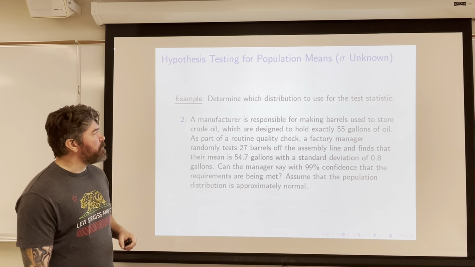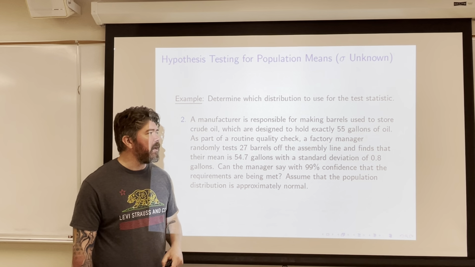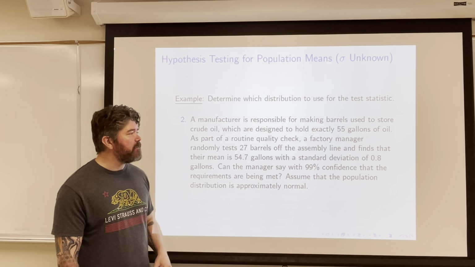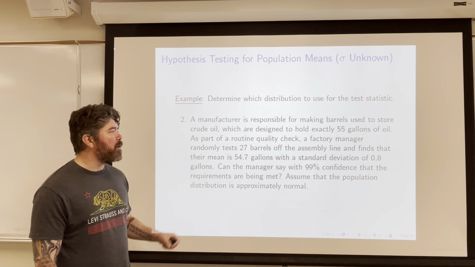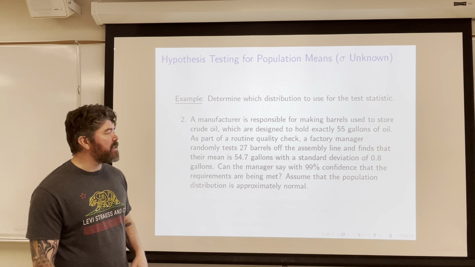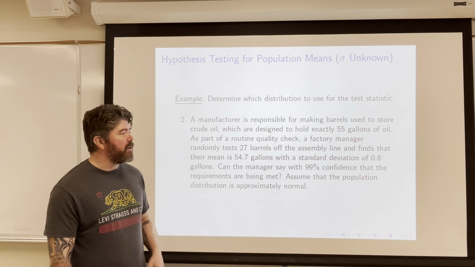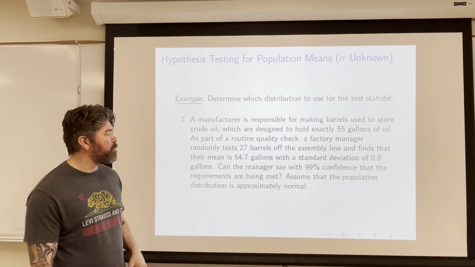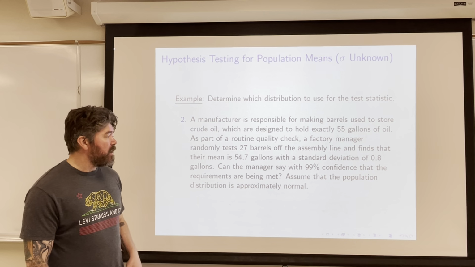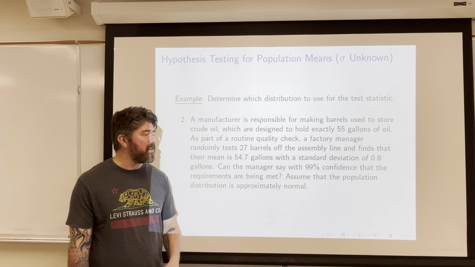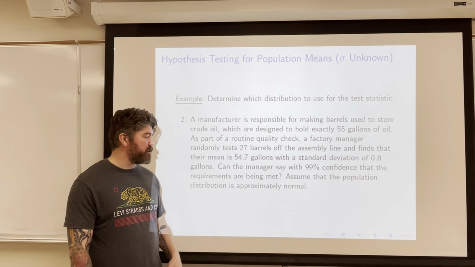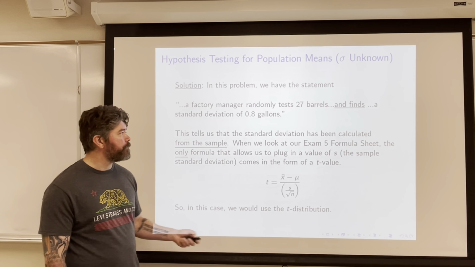Looking at the next example, a manufacturer is responsible for making barrels used to store crude oil, which are designed to hold exactly 55 gallons of oil. As part of a routine quality check, a factory manager randomly tests 27 barrels off the assembly line and finds that their mean is 54.7 gallons with a standard deviation of 0.8 gallons. Can the manager say with 99% confidence that the requirements are being met? Assume that the population distribution is approximately normal.